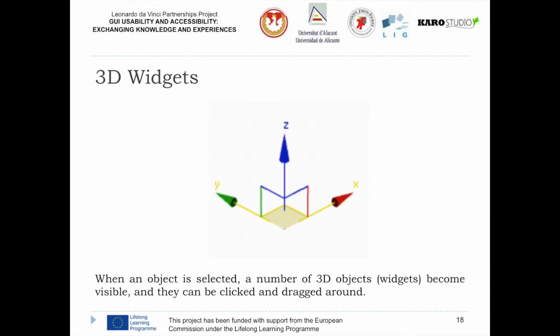In this case, the widget allows translation. Clicking and dragging one of the axes will move the object in one dimension along the corresponding axis. In that special case, clicking on the squares will move the object in 2 dimensions, on the surface defined by the square.